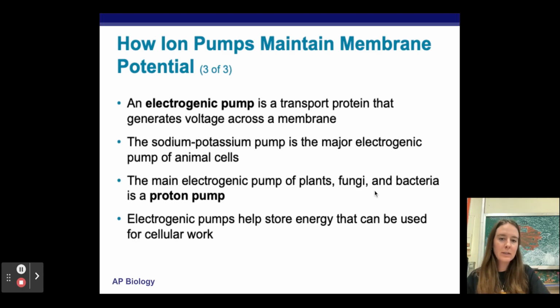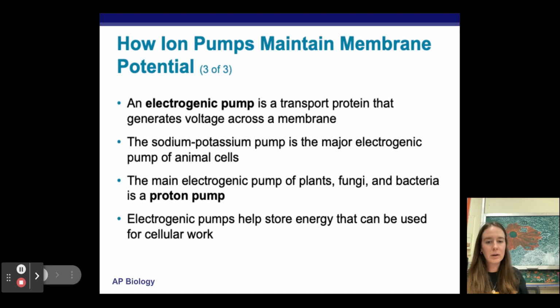However, in plants, fungi, and bacteria, they have something called a proton pump. And this is in your You Must Knows, so make sure you have this down. An electrogenic pump that helps store energy can be used for cellular work. So basically, these proton pumps are going to create this thing called voltage, or basically a difference in charge inside versus outside. And this is actually going to generate energy that can be used for work.